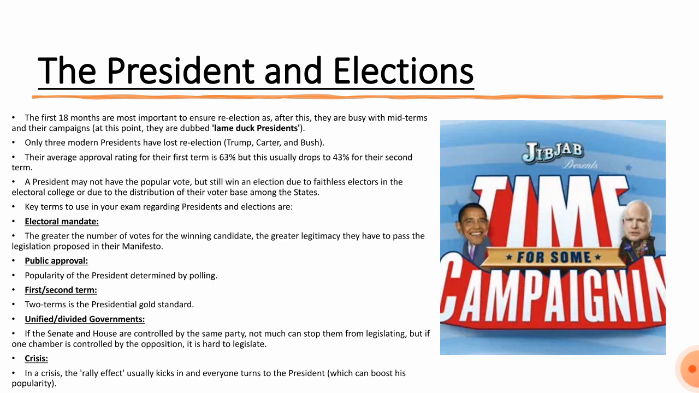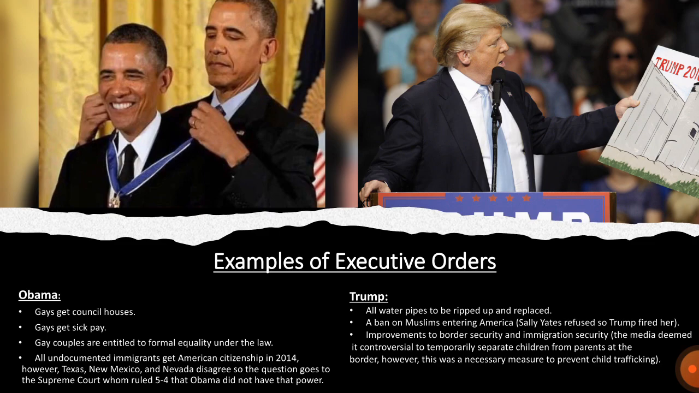In a crisis, the rally effect usually kicks in, and everyone turns to the president, which can boost his popularity. The biggest example would be George Bush Jr. after 9/11. So, some examples of presidential executive orders.